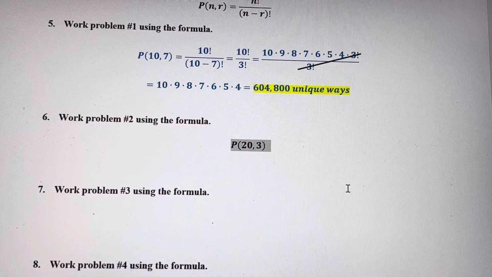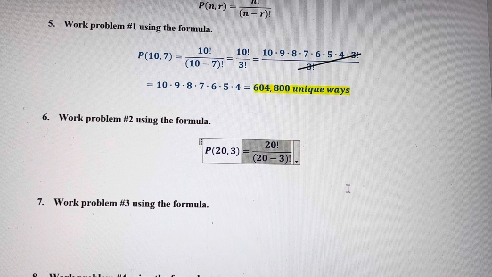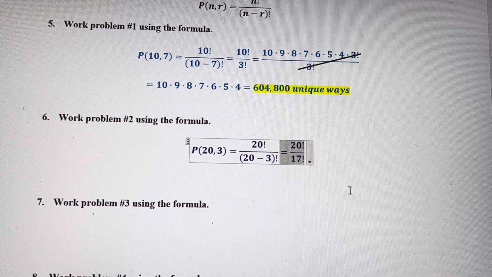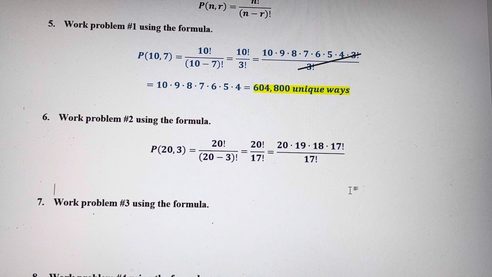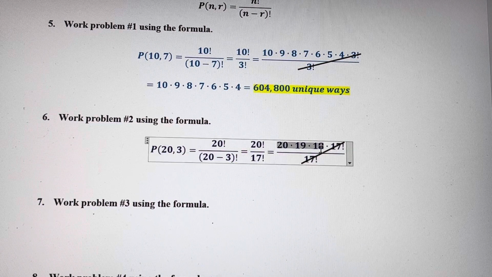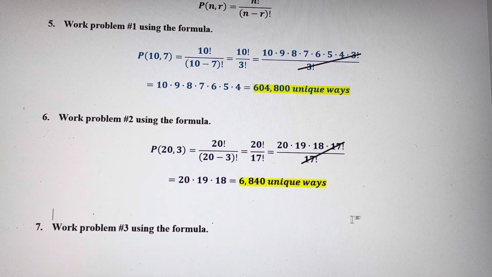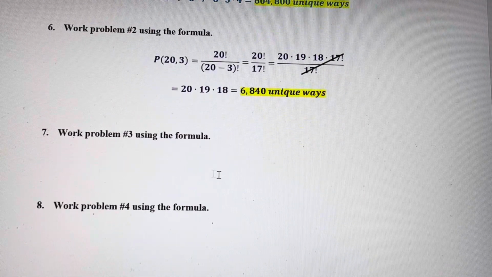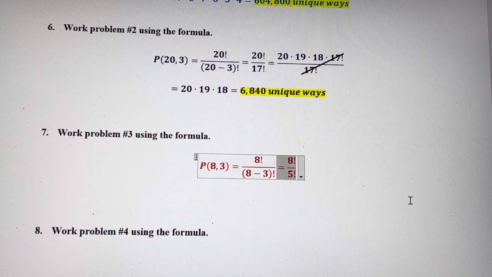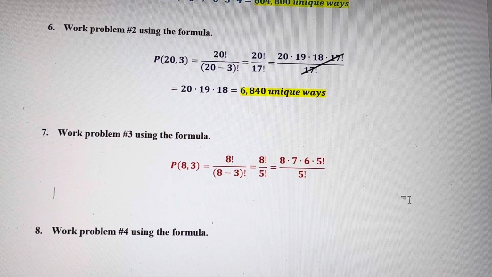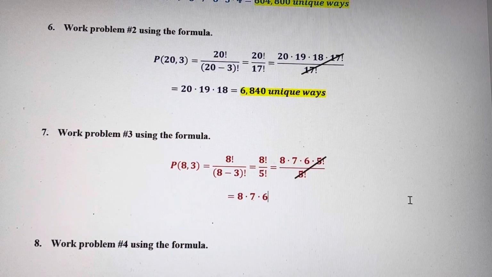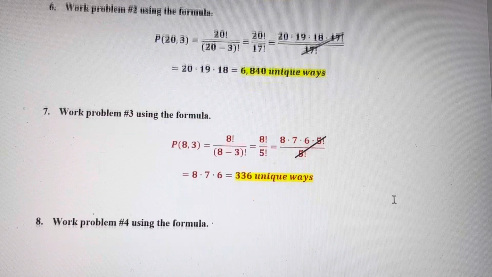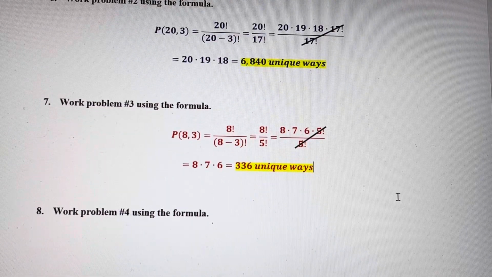20 objects arranged 3 at a time. So that gives me 20 factorial over 17 factorial. Write it out so we can simplify. The 17 factorials cancel out. And again, I get exactly what I did using the counting principle. That's why it works. And that's how we got the 6,840 ways. Last 2, again, I want to go through quickly. 8, I'll spend a little more time on. 8 objects taken 3 at a time. 5 factorials are going to cancel out, and I get the 336 ways again for the Olympic runners to win gold, silver, and bronze.